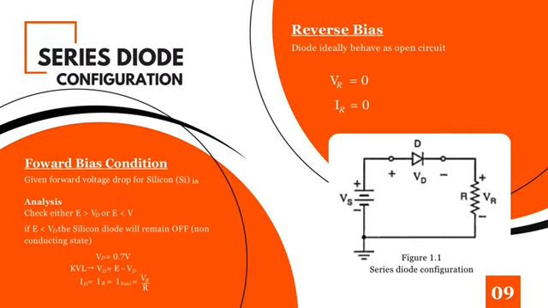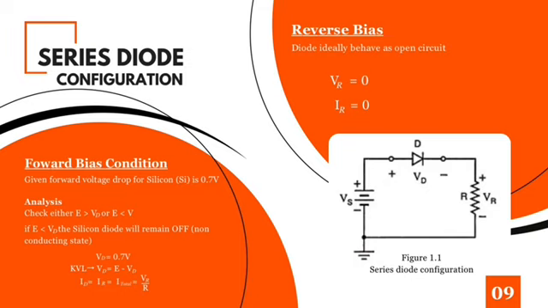Let's start with the forward bias condition. In a forward bias diode, we have a given voltage drop of 0.7 V for a silicon diode. This is an essential characteristic of the diode in forward bias. Now, let's look at the analysis.